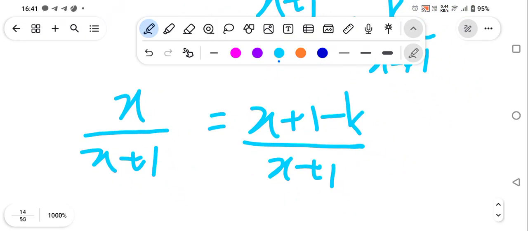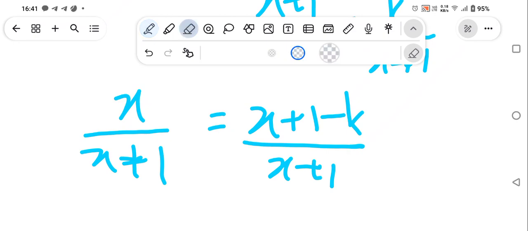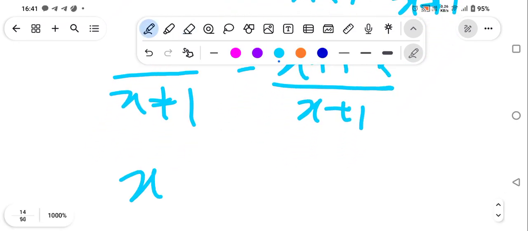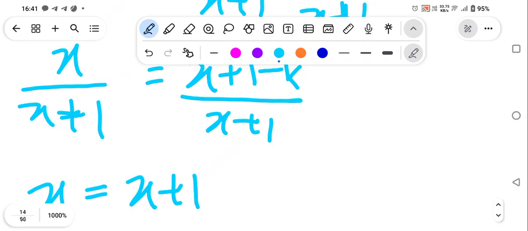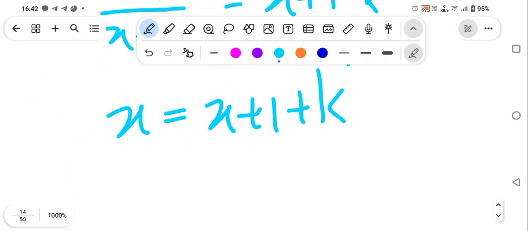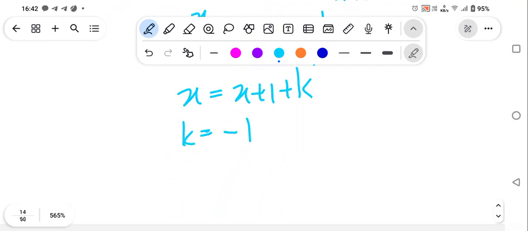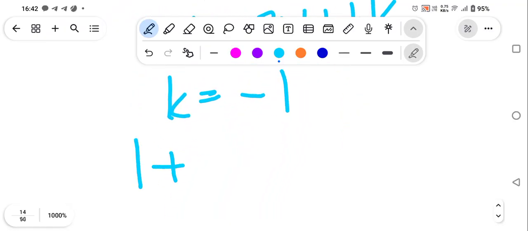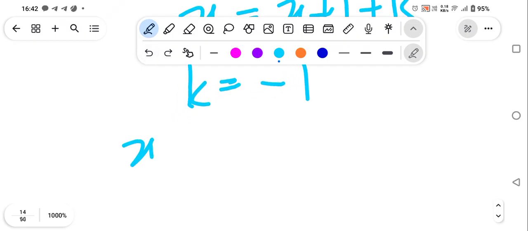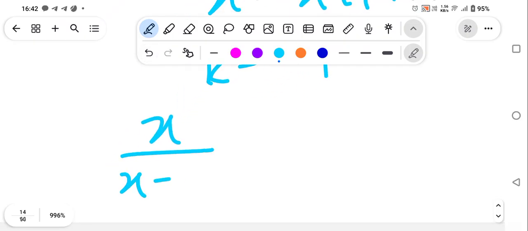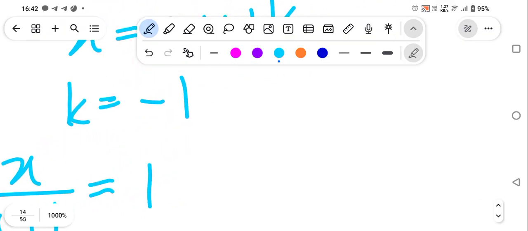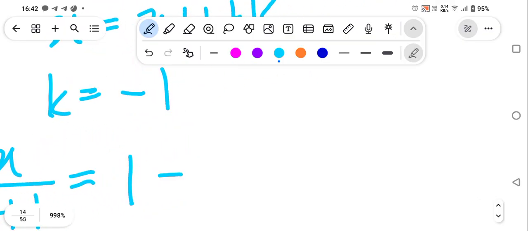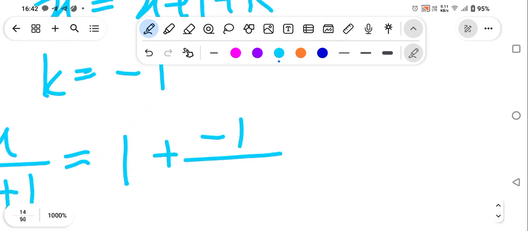So we're just gonna multiply both sides by this thing. No big deal, because we assume it's a number. So you have x equal to x plus 1 plus k. What is k? Well, k will be equal to negative 1. Yeah, k will be equal to negative 1. So we know that x over x plus 1 is equal to 1 minus k, which is negative 1 over x plus 1.